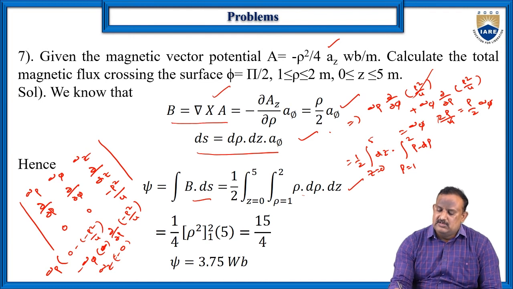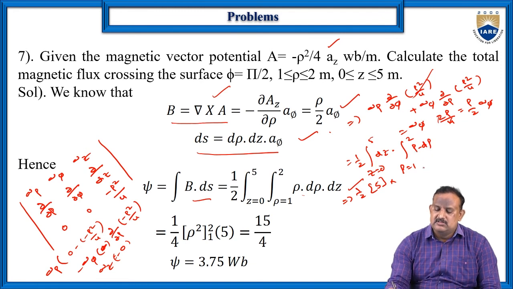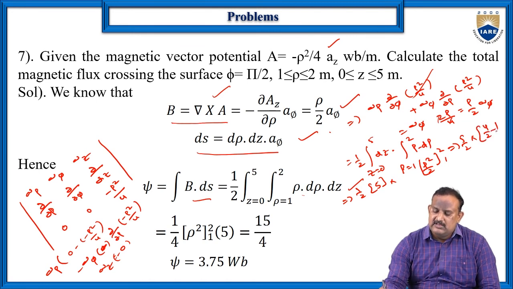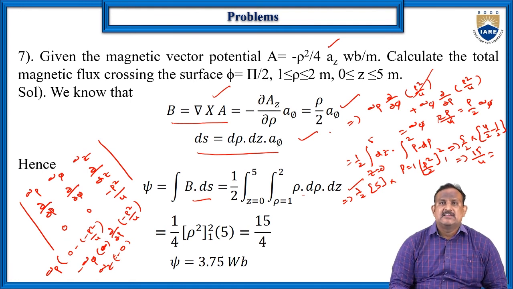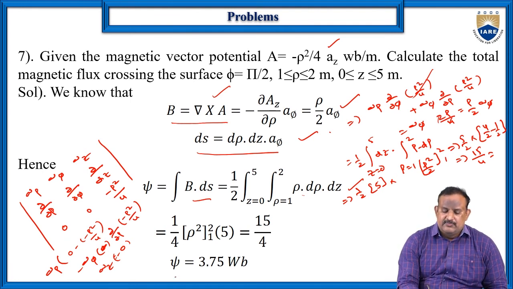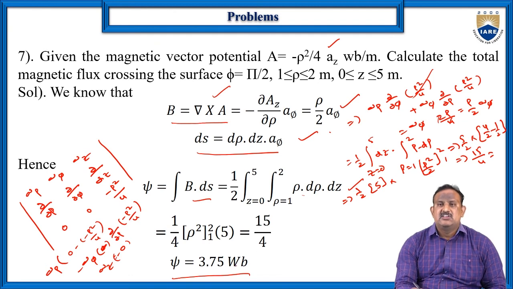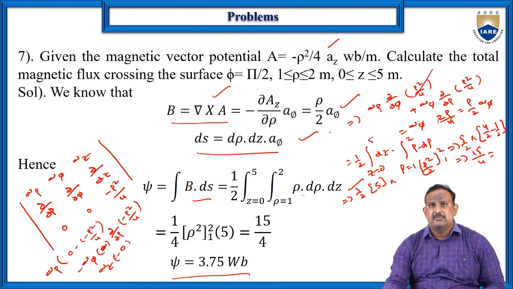If you integrate this, we have 1 by 2 into integral of 1 into dz, which is 5 minus 0, therefore 5, into the integral of rho, which is rho square by 2 between the limits 1 to 2. Therefore it is 5 by 2 into 4 by 2 minus 1 by 2, so it is 3 by 2, giving 15 by 4. The answer is 15 by 4. So the total magnetic flux crossing the surface phi is equal to 15 by 4, or 3.75 Webers.